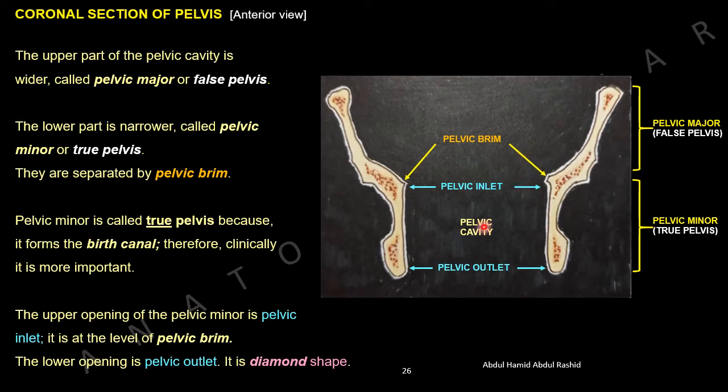The upper opening of the pelvis minor is the pelvic inlet. It is at the level of the pelvic brim. The lower opening is the pelvic outlet. It is diamond shaped.